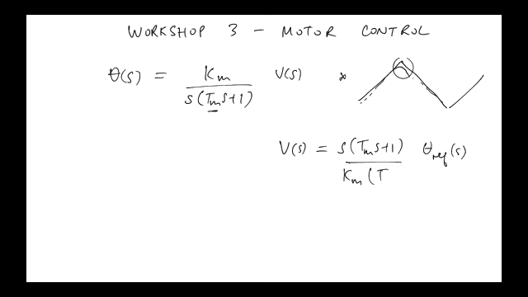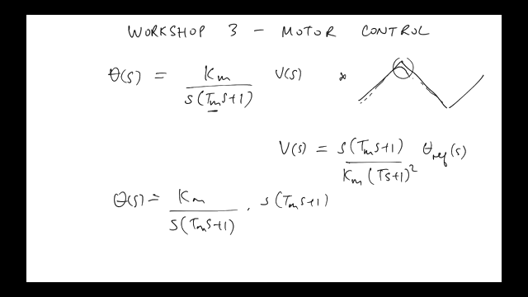with some additional poles, just so we end up with a proper transfer function, something that's causal, then you can see that the theta S we will get will be Km on S(Tm S + 1) times S(Tm S + 1) divided by Km (T S + 1) squared, times theta ref S.